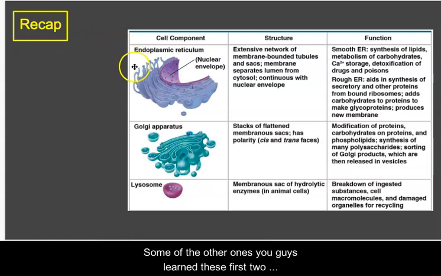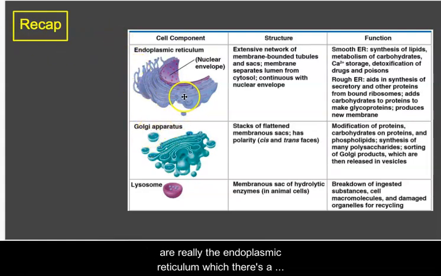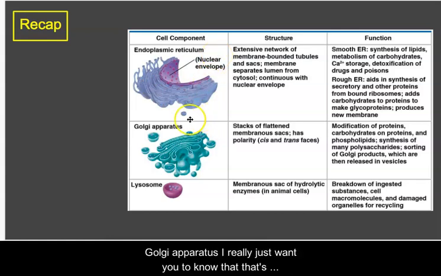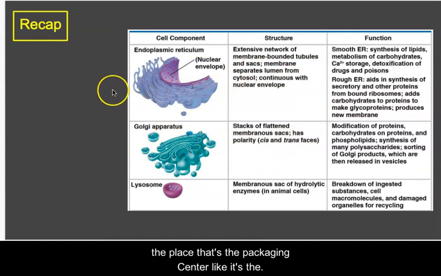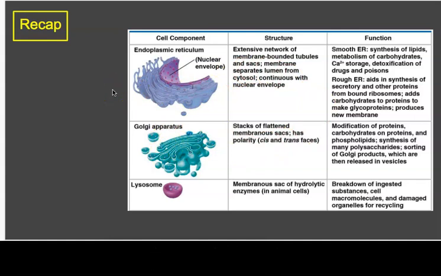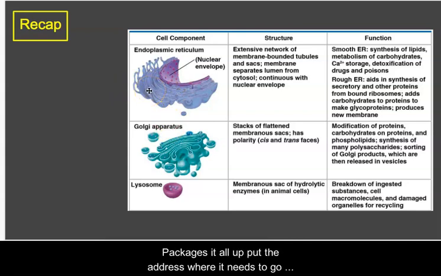Some of the other ones you learned, these first two are really the endoplasmic reticulum, which there's a rough one and a smooth one, and that combined with the Golgi apparatus. I really just want you to know that that's the packaging center. The proteins are made, and it's the conveyor belt slash the Amazon delivery system that packages it all up, puts the address where it needs to go, and then gets it where it needs to go. So that's really what the membrane system collectively within the cell does.